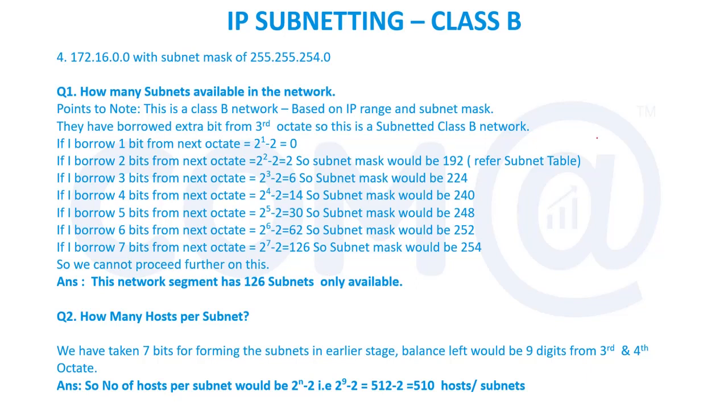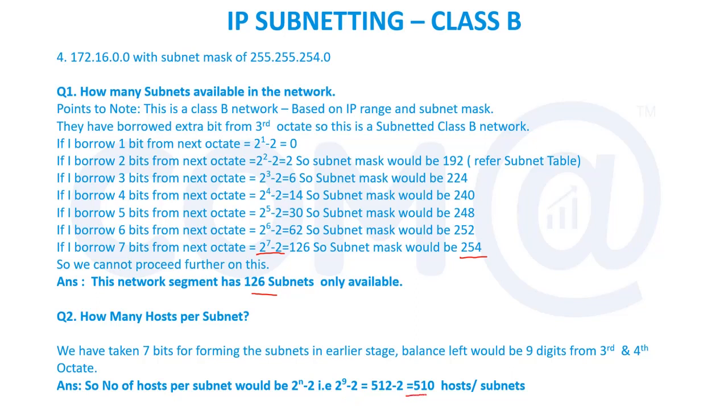It is 254, right? Same thing. How many bits do you have to borrow? You have to borrow 7 bits. I'm just going directly to the point. So 7 bits I'm borrowing. You have to get the subnet mask as 254. Since you borrow 7 bits, 2 power 7 minus 2 is 126. I will have 126 subnets. How many hosts will I have per subnet? I will have 510 hosts.